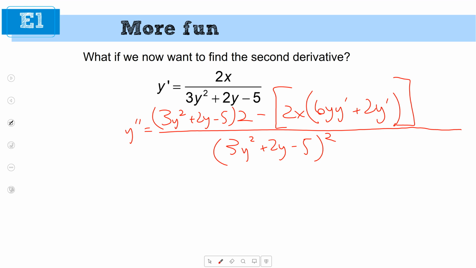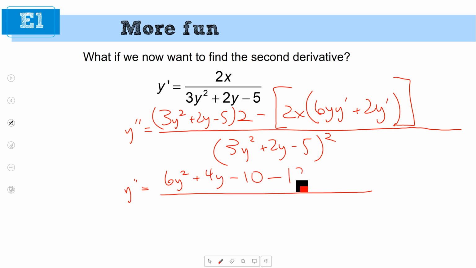Again, that's not so bad, right? I mean, we can simplify that a little bit. 6y squared plus 4y minus 10 minus 12xy y prime minus 4xy prime, all over 3y squared plus 2y minus 5. Again, that's not too bad, right?